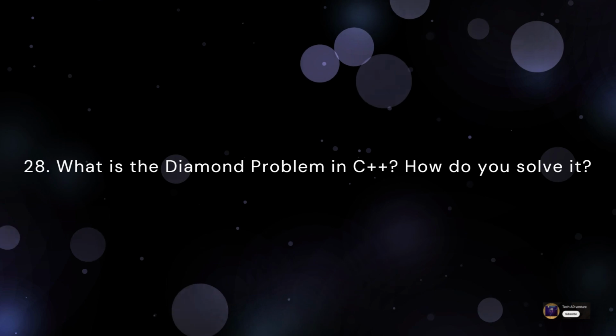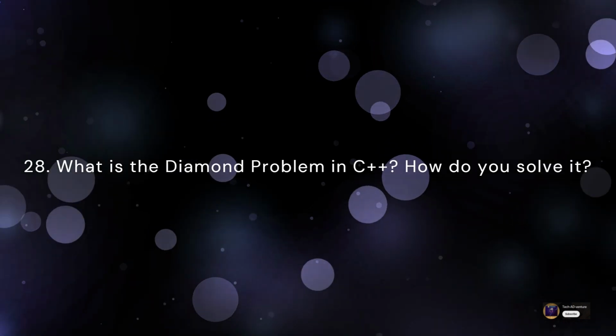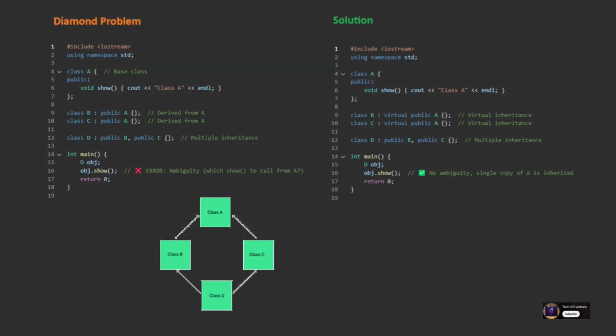28. What is the diamond problem in C++? How do you solve it? The diamond problem in C++ is a specific issue that arises in multiple inheritance scenarios. It occurs when a class inherits from two classes that both inherit from a common base class, forming a diamond-shaped inheritance structure. This can lead to ambiguity and redundancy.